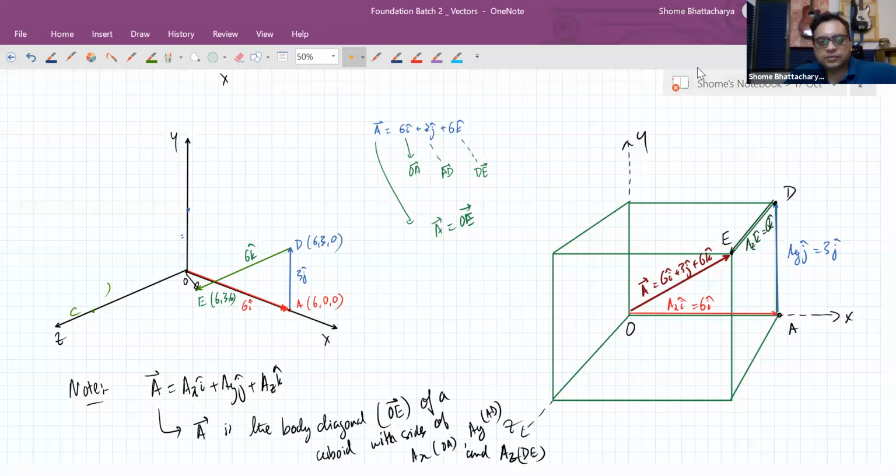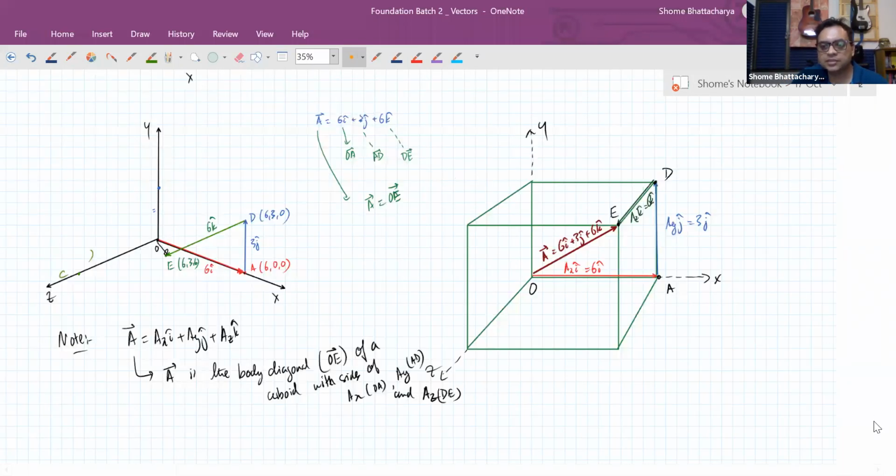Okay, people, hope you are clear with this. Just minimize this a little bit so you can go through the entire part. You can also visualize it in terms of the three-dimensional space in which you are sitting.